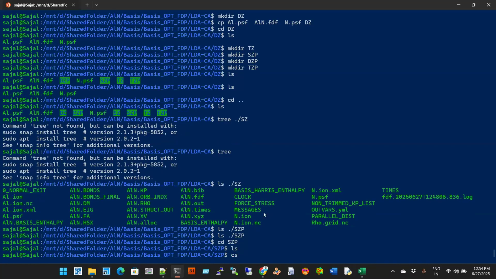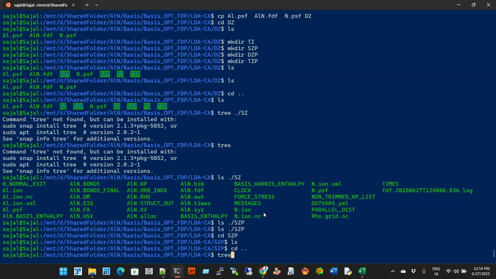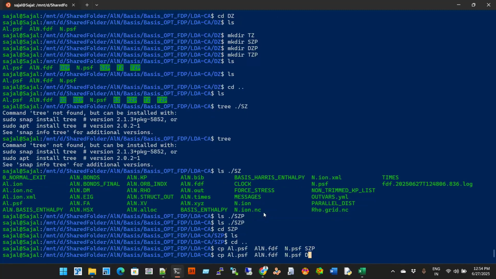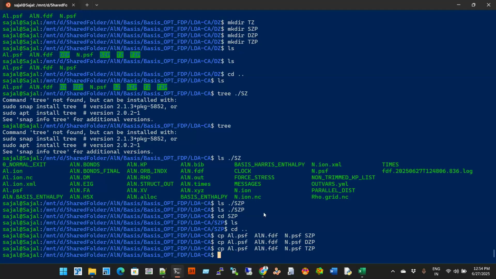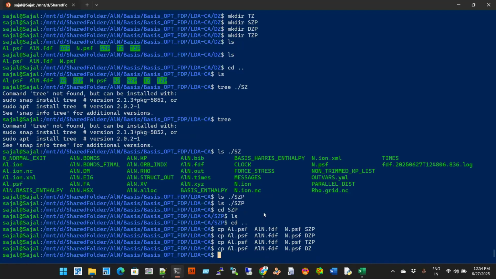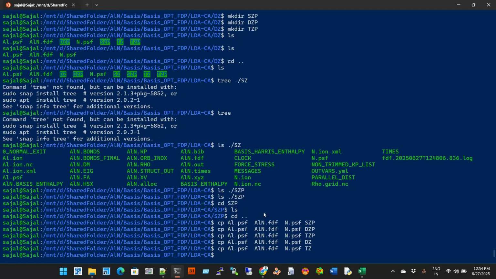The sz folder is empty, so it is not showing anything. I want to copy all the things to szp, then dzp, then tzp, dz and tz. My sz calculation has been completed, so I want to make the calculation of szp.